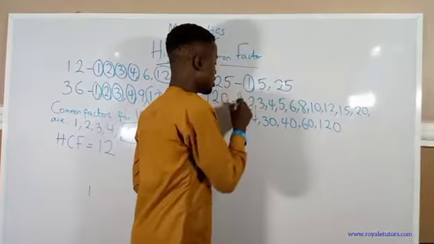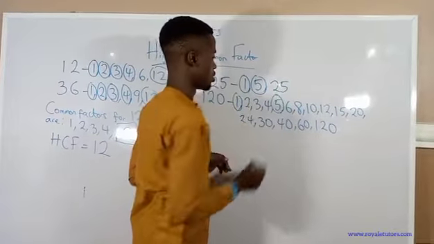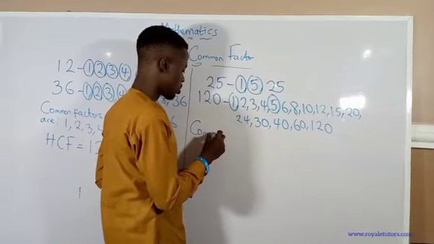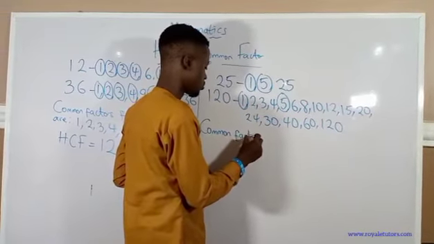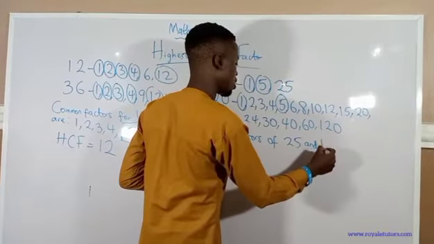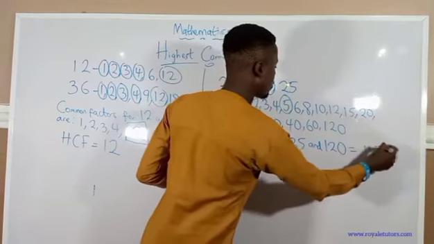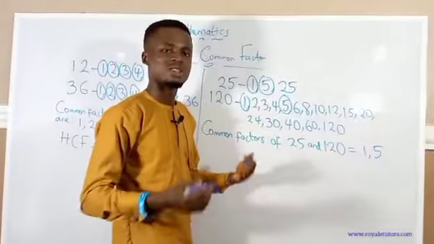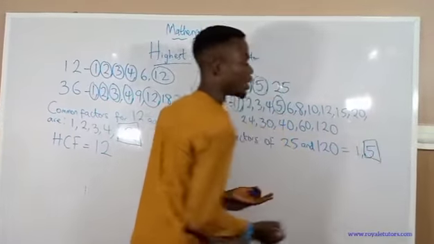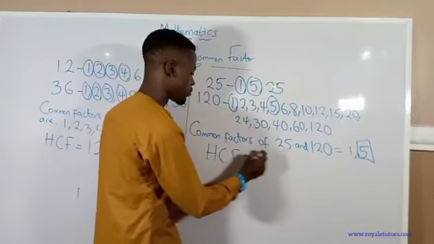1 is here, 1 is here, 5 is here, 5 is here, and that's also common. The common factors of 25 and 120 are 1 and 5. So if you want to talk about the highest common factor, you simply pick the highest one. Which one is bigger between 1 and 5? 5. So the highest common factor is 5.